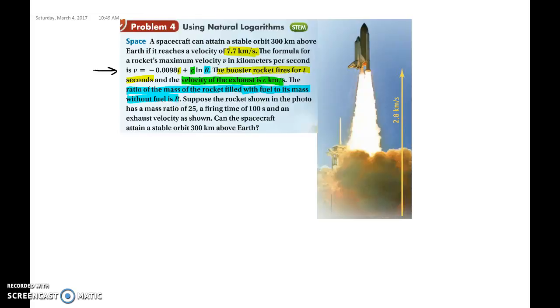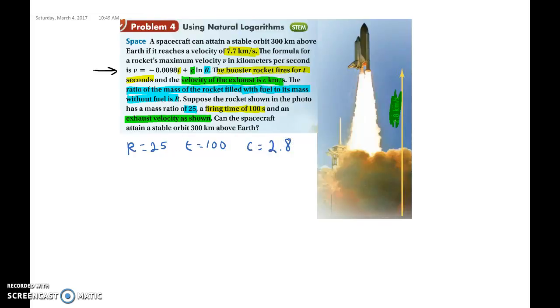And then down here it says, suppose the rocket shown in the photo has a mass ratio of 25. So that means that this 25 is equal to r. So we can say r is equal to 25. Then it says it has a firing time of 100 seconds. So we knew that firing time represents our t, so we can say t is equal to 100. And then it says it has an exhaust velocity as shown. So it gives us an exhaust velocity here in our picture. So it says it's 2.8 kilometers per second. So it means that we know our c is equal to 2.8.